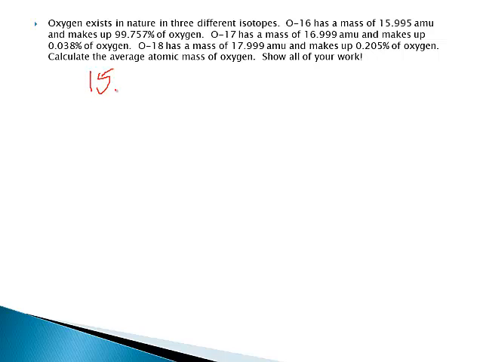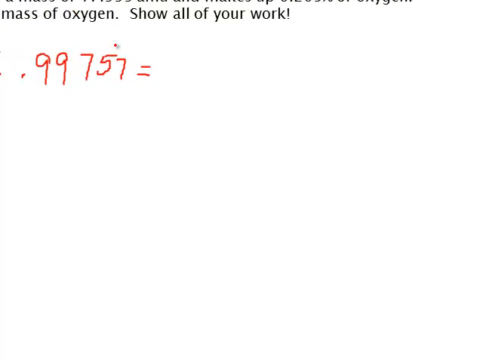Okay, so the very first thing is 15.995, and that makes up 99%. So that's 0.99757. And when you put that into your calculator, you are going to get 15.9561. And you can keep as many decimal places as you want to.